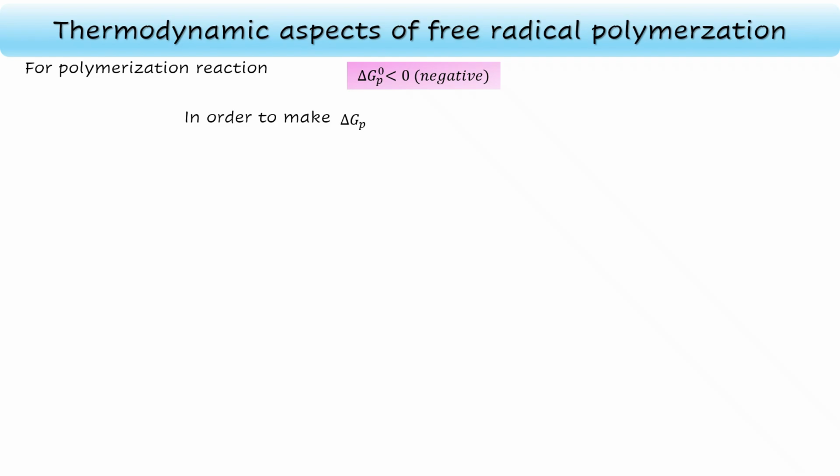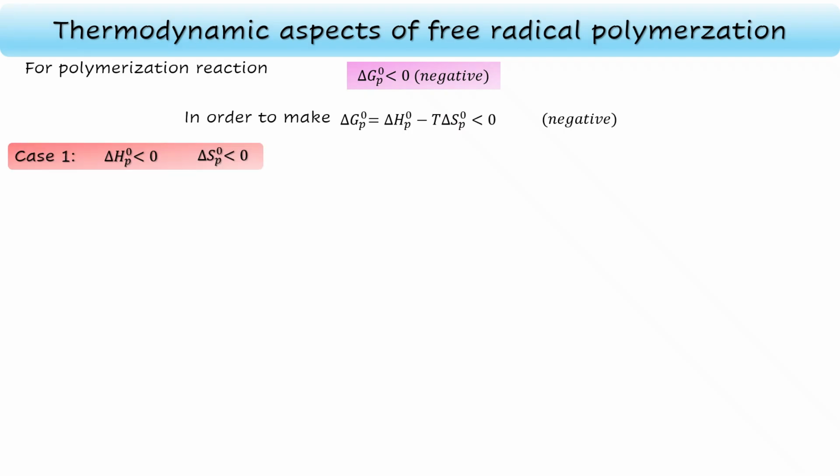The key criterion is that the Gibbs free energy change for the polymerization, denoted as ΔGp°, must be negative. This means the reaction will proceed without external energy input. Mathematically, this is expressed as ΔGp° = ΔHp° - TΔSp° < 0. There are different possibilities of change in enthalpy and entropy, but here I will discuss only two of the most important cases that could lead to polymerization.